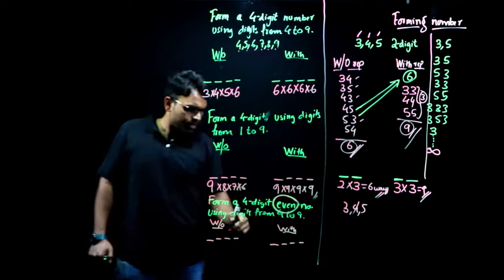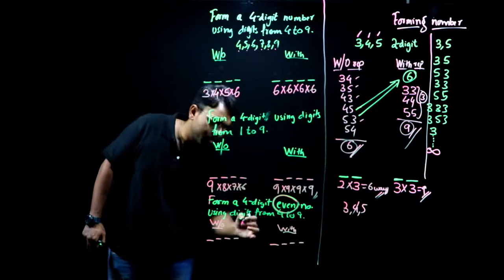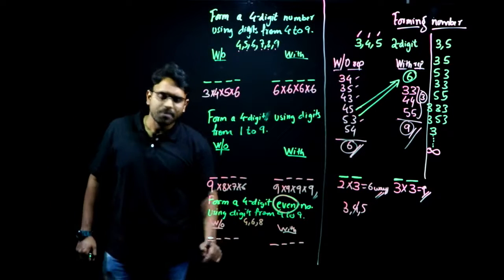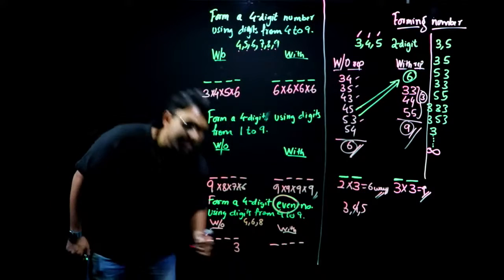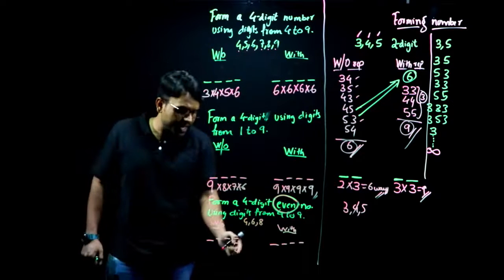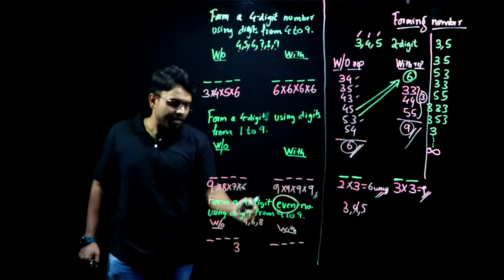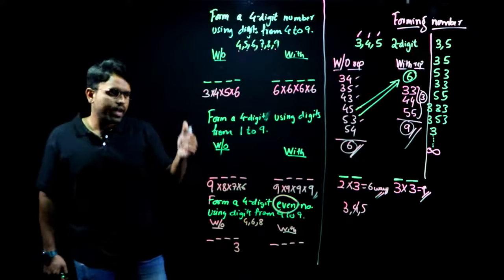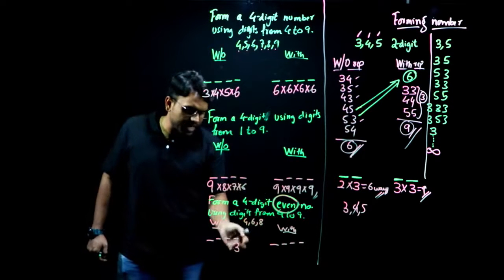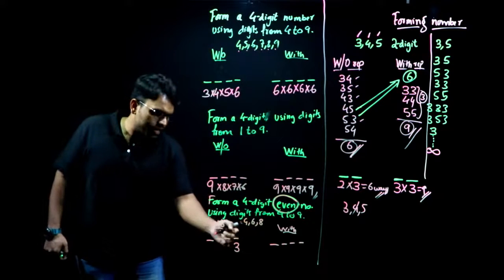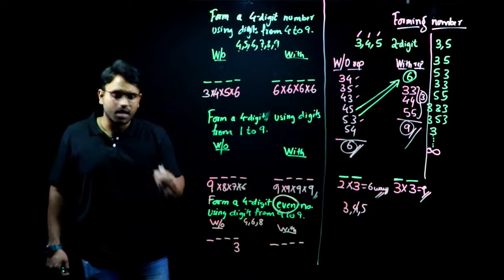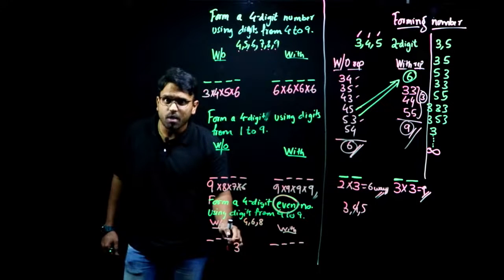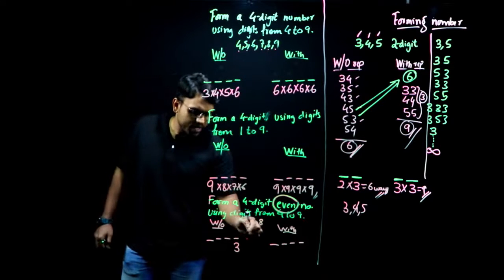So what are the even numbers from 4 to 9? 4, 6, 8. So in how many different ways can I fill the units place here? Only 3 different ways. Why did I replace it with 3 here? From 4 to 9, how many even numbers do I have? I have 4, 6 and 8. For any number to be even, the units place must have an even number. So this 3 here is the number of ways I can fill it. 1 way, 2nd way, 3rd way.